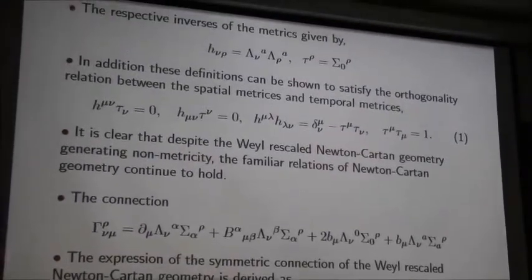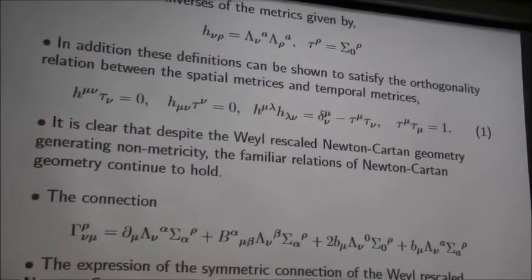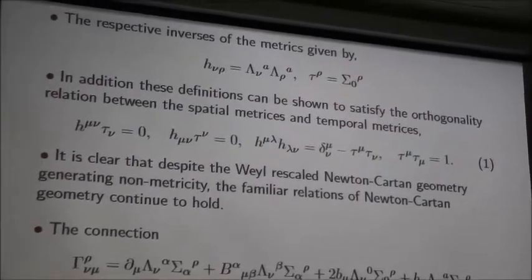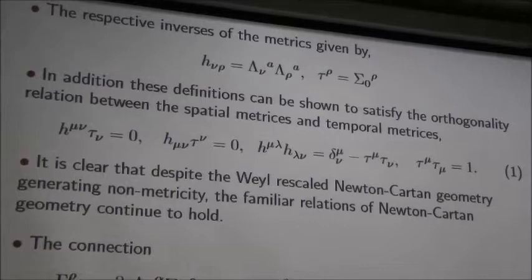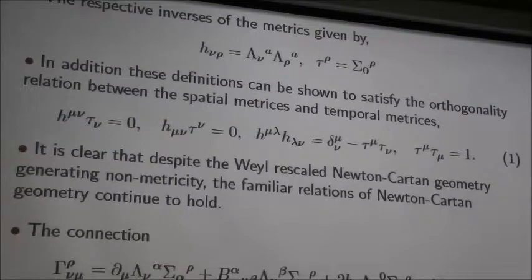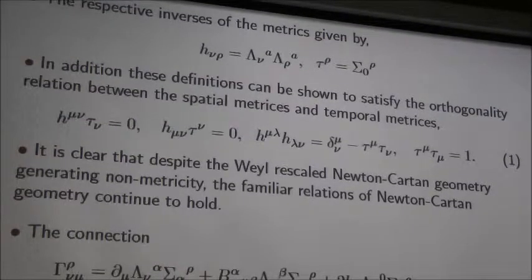Now I will define the respective inverses of the matrices, which are h nu rho and tau rho. In addition, these definitions can be shown to satisfy the orthogonality relation between the spatial and temporal matrices. So it is clear that due to the incorporation of the scale, there is no problem in satisfying this relation; the basic relations of Newton-Cartan geometry hold here. From this vielbein postulate, I can get an expression for the connection also in that way.